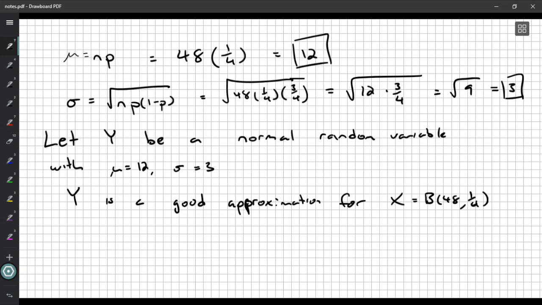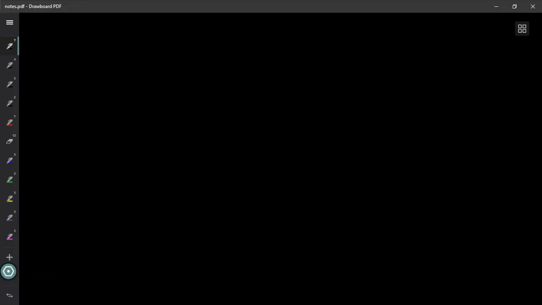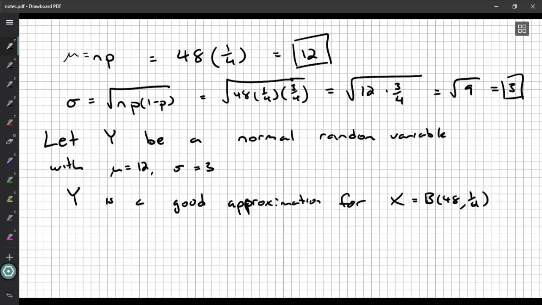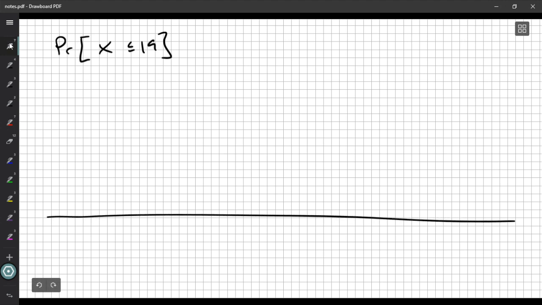Now, let's talk about the probability we want. We want the probability that X is less than or equal to 19, that we have at most 19 diamonds. Okay, but this probability is not easy to calculate, so what we're going to do is change it so it's a probability in terms of Y, our good approximation. And the way we do that is we draw ourselves a mock histogram.